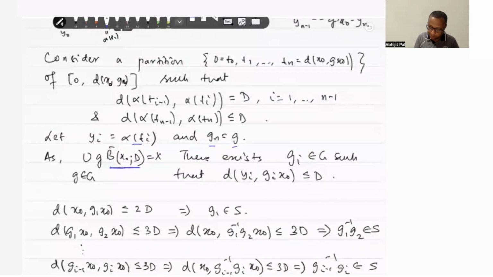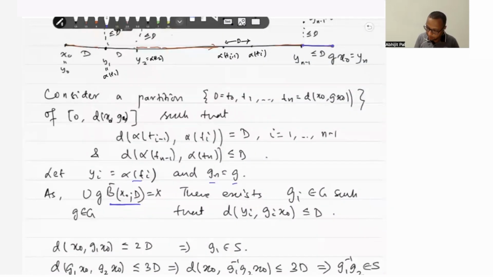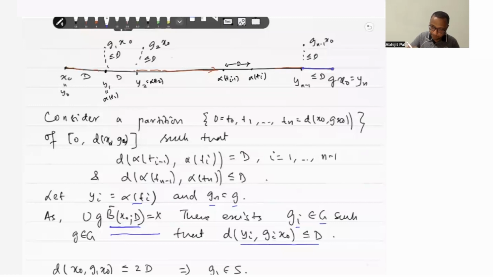So now note that because of this, there exists G_i in this group G such that the distance between Y_i and G_i X naught will be less than or equal to D. So it follows from here. So we have this point Y_i, and for this point I'll get an orbit point G_i X naught such that the distance between Y_i and G_i X naught is less than or equal to D.